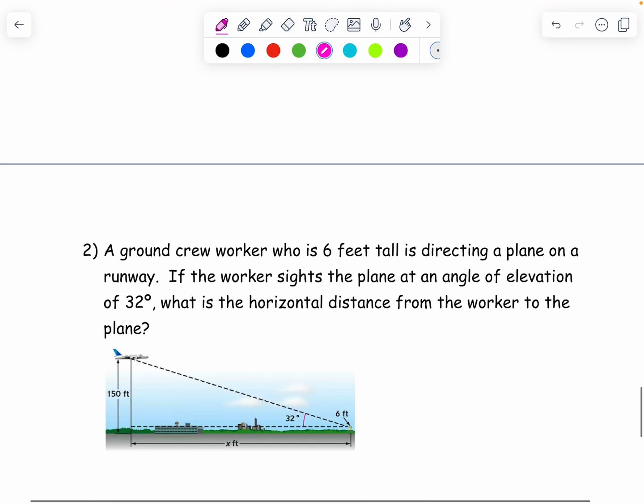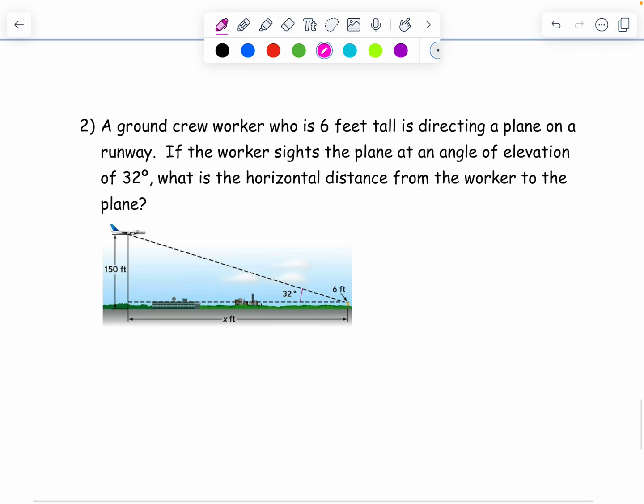Alrighty, so let's take a look at another one similar to that. Now this one has a little extra something that we have to be careful with. It says a ground crew worker who is 6 feet tall is directing a plane on a runway. If the worker sights the plane at an angle of elevation of 32 degrees, what is the horizontal distance from the worker to the plane? So we are finding this horizontal distance right here. That's what we need to find.